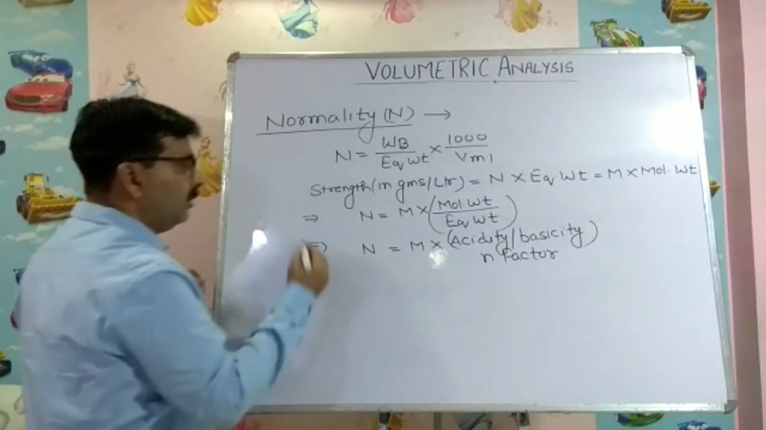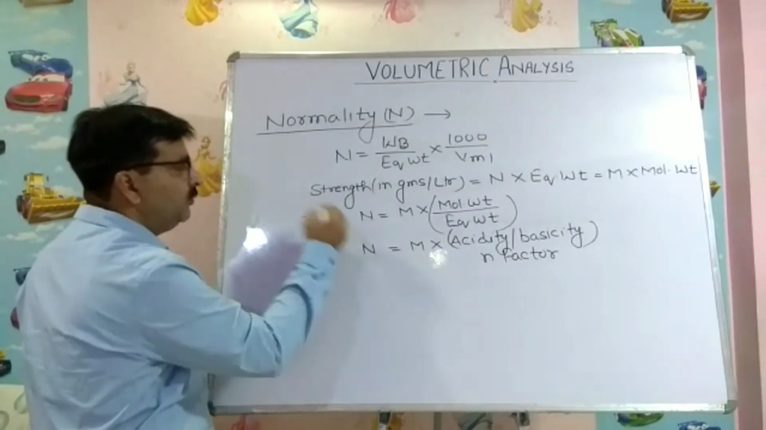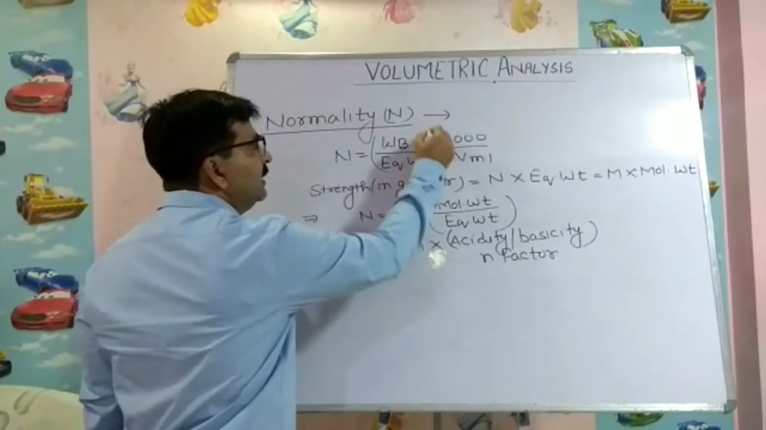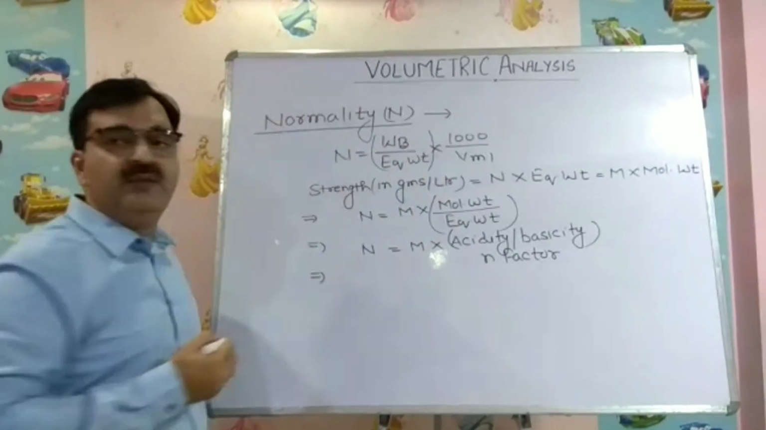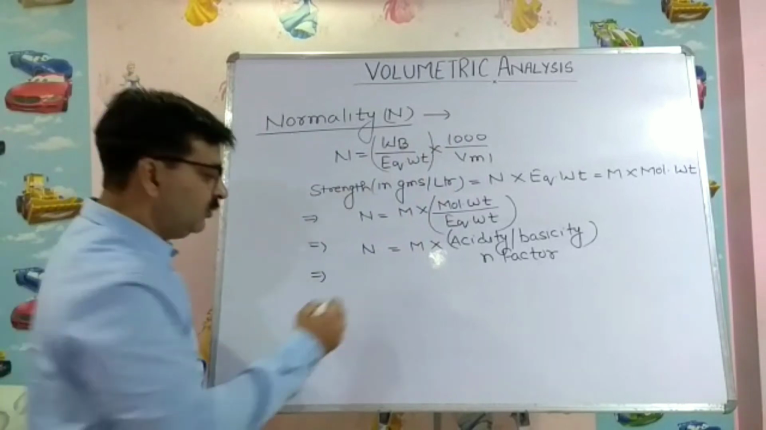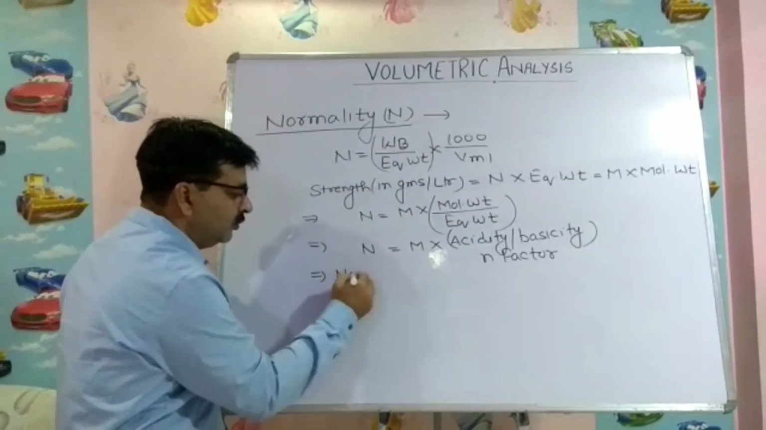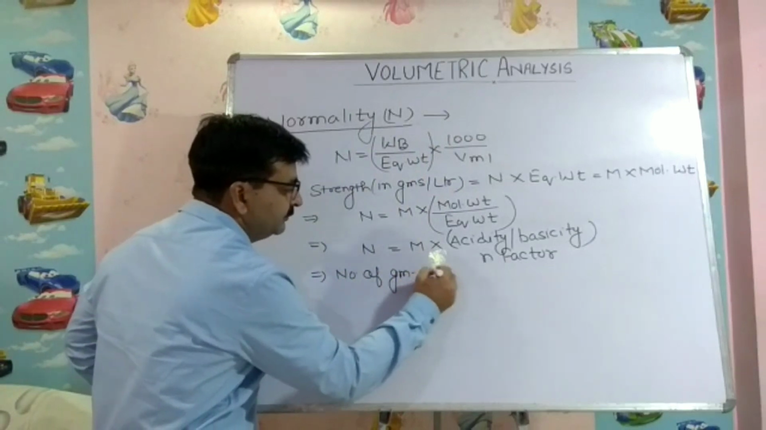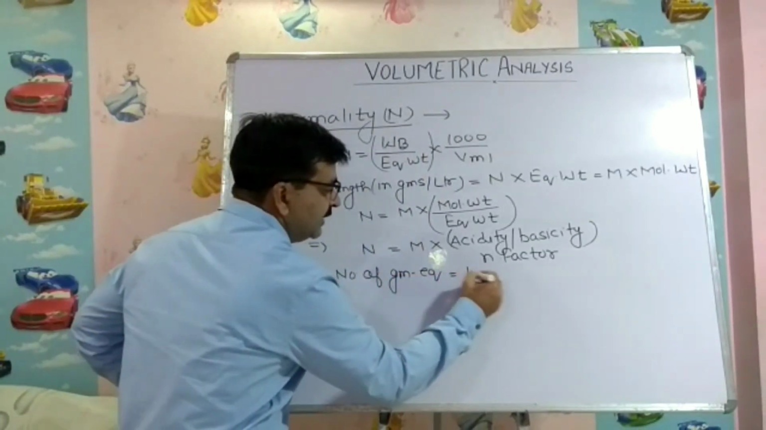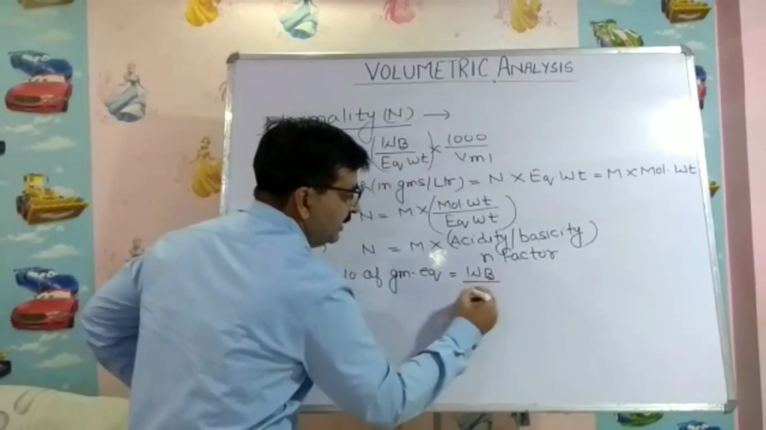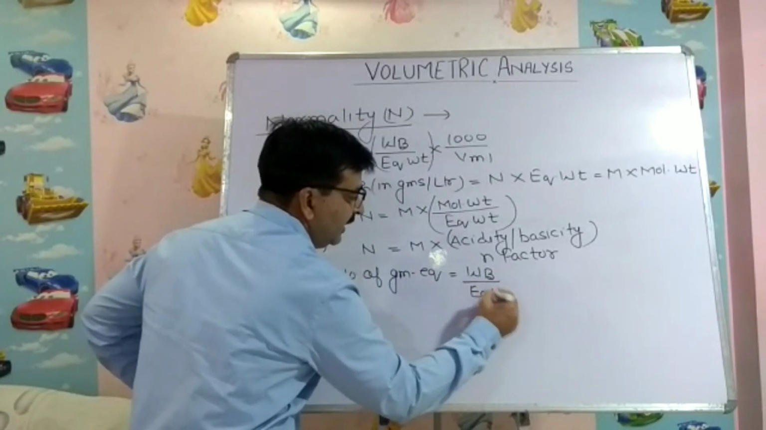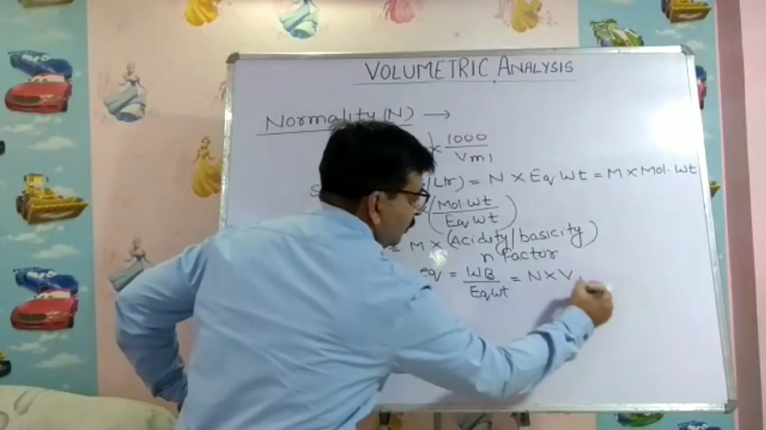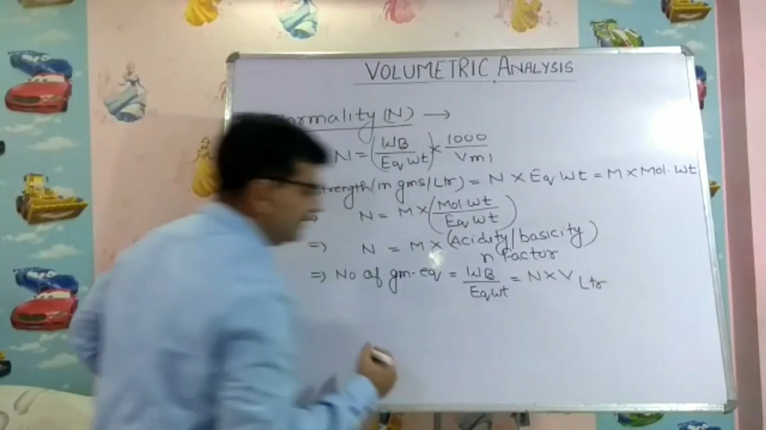Now after this, if we want to calculate the number of gram equivalents, WB upon equivalent weight gives the number of gram equivalents. So number of gram equivalents, that is given by WB upon equivalent weight, is equal to N into volume of solution in liter.